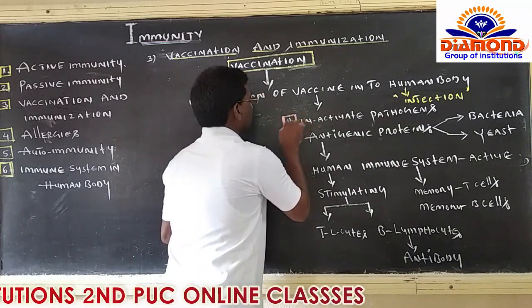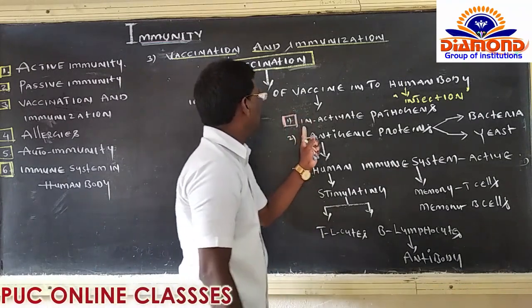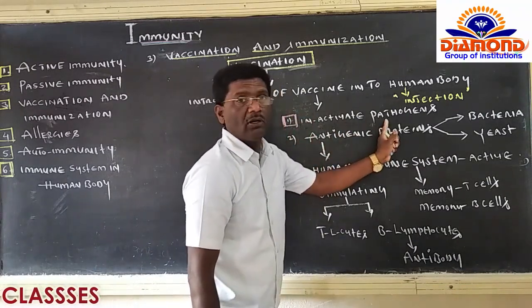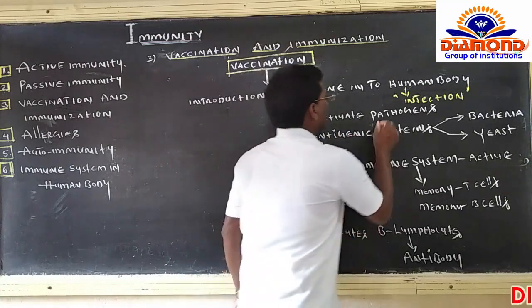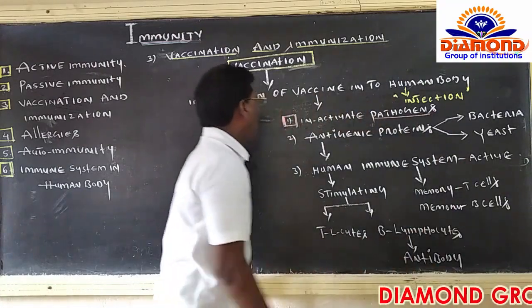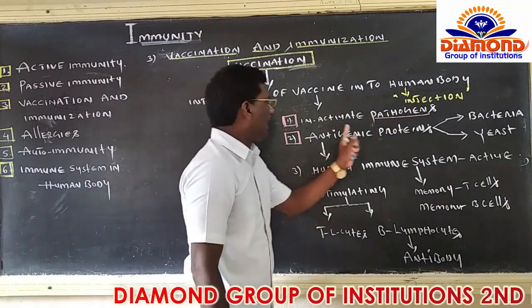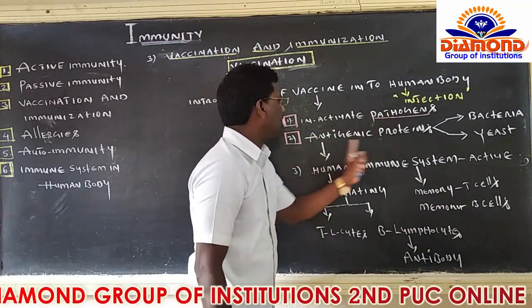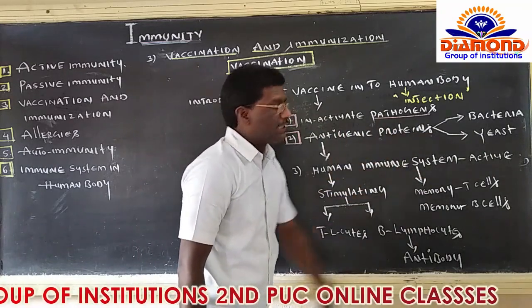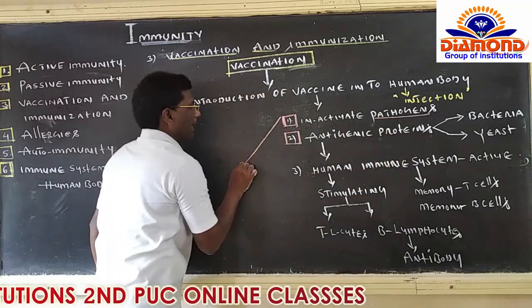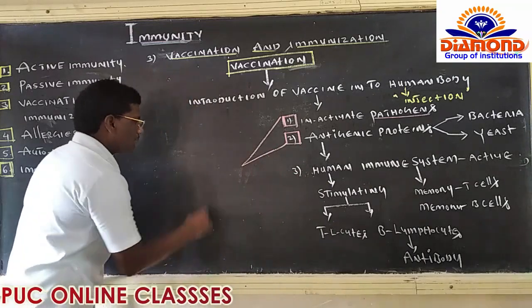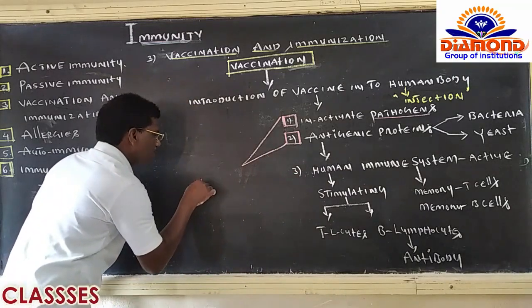What are the things which are present in a vaccine? In a vaccine, inactivated or deactivated pathogens are present, or antigenic proteins are present. When the inactivated pathogens or antigenic proteins are introduced inside the human being's body, against this, our immune system is responding.